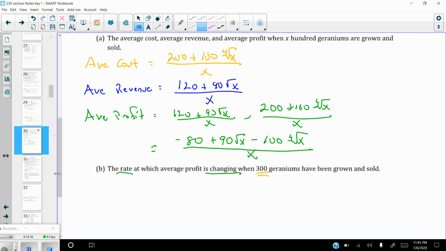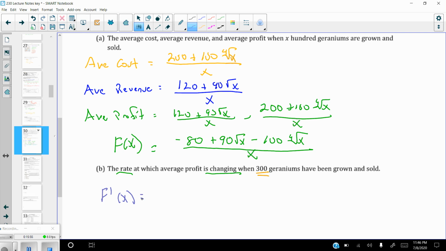So we're going to call this average profit function something. Let's just call it f of x. So I'm going to go back up here and I'm going to label this. We're going to call that f of x, just so that we can use proper notation below here. So we're going to say that f prime of x is going to be the derivative.